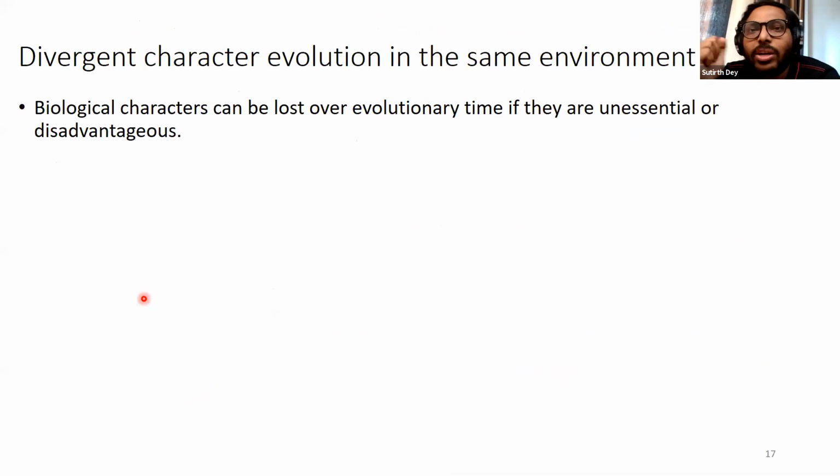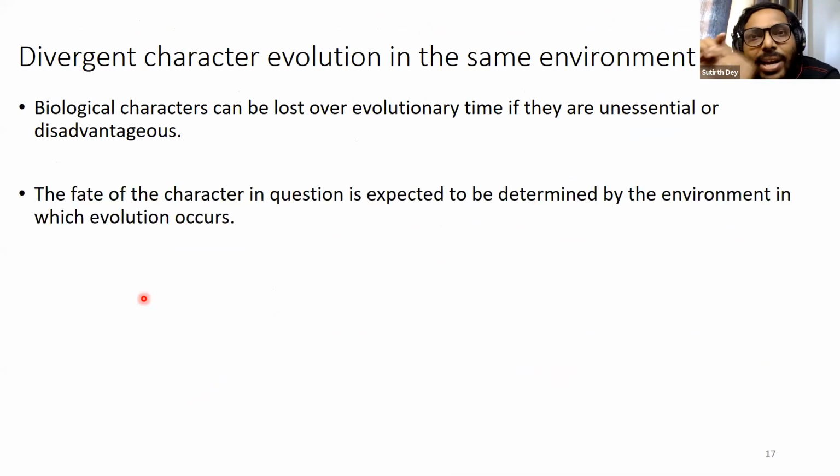Why? Because think about it. We all know that a biological character can, if it is not essential or if it is disadvantageous or costly, go down in a population. We have any number of examples of that in the biological literature. However, when that happens, you expect that the trait in question has gone down because in the environment in which the evolution was working, that trait was bad. However, that is not the case over here.